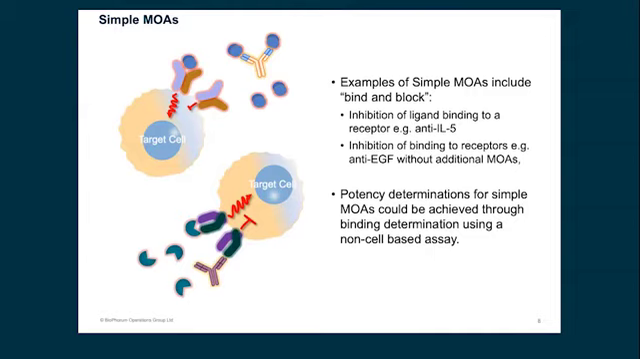Here we have some cartoon examples of simple MOAs. These would include antagonistic activities, such as binding to a cell surface receptor or soluble ligand to prevent binding and pathway activation. Agonistic activities, such as binding and cross-linking of cell surface receptor subunits for pathway activation.